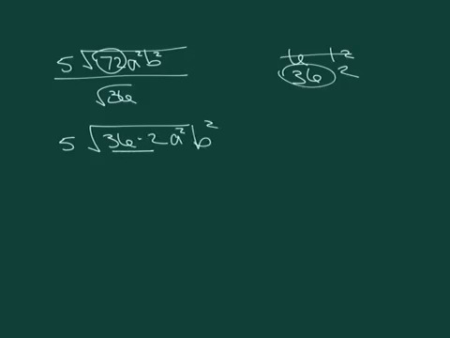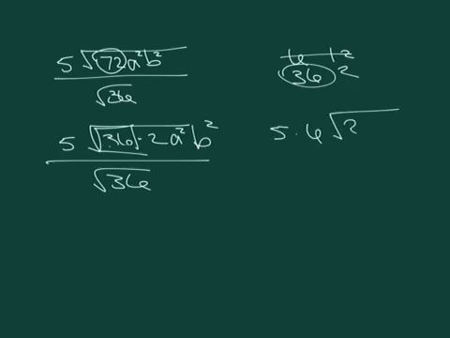Okay, so I just rewrote it like that. And that is over the square root of 36. Do I know the square root of 36? Yes. I take the square root of 36, which is 6, and I pull it out, and I'm left with 2a squared b squared over 6.